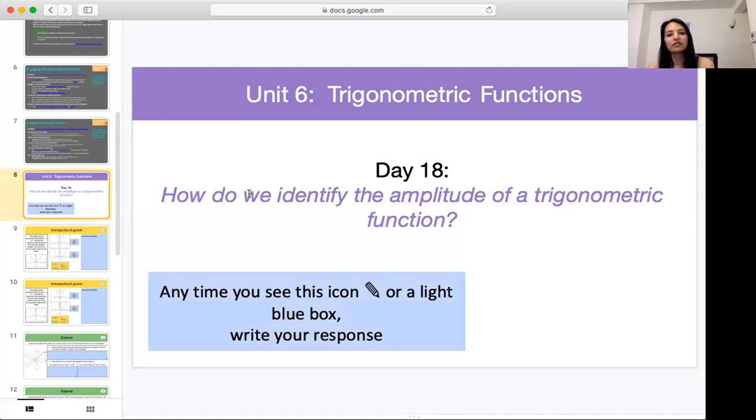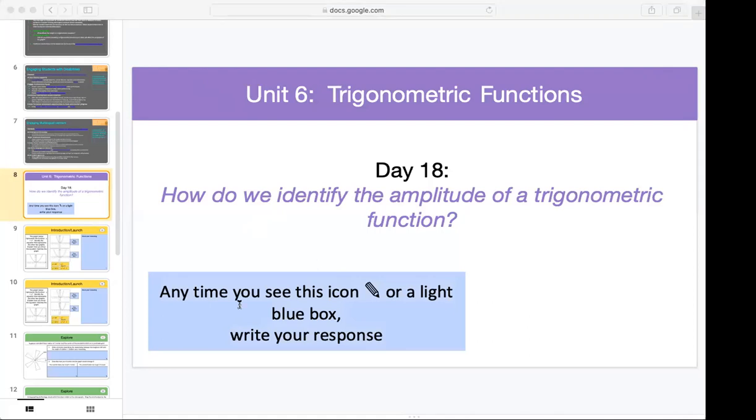Today I'm going to be talking about the warm-up activity for Unit 6, Day 18. How do we identify the amplitude of trigonometric functions? This is actually a two-part, two-day lesson, and the goal of it is really to introduce to our students the midline and the amplitude of trigonometric functions.